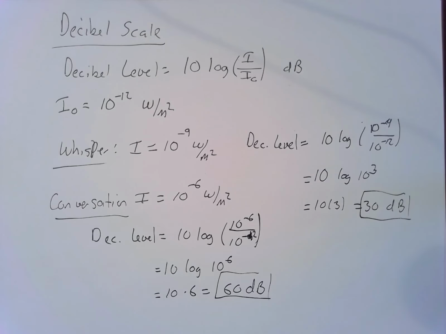So I'm 1,000 times louder than a whisper, but that's only 30 decibels louder. Every increase in 10 times the intensity is 10 extra decibels. That's why we're using a logarithmic scale here. So an increase of 10 decibels is 10 times more intense. So say going from 100 to 110 decibels, that would be 10 times as intense.